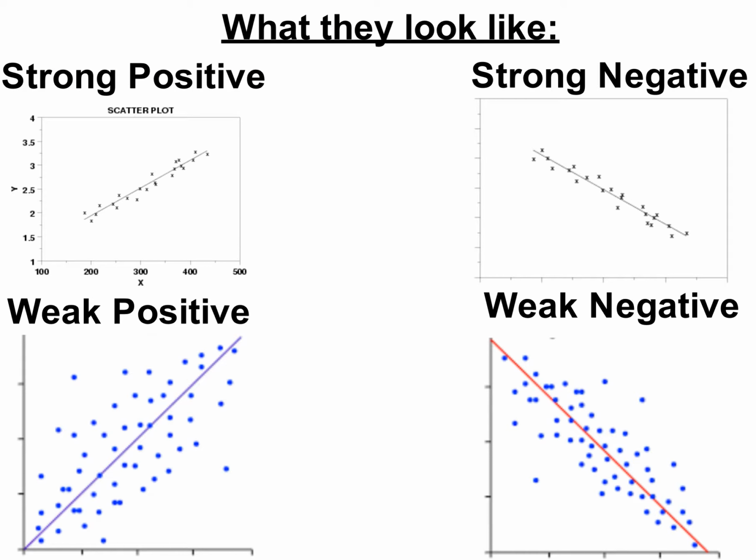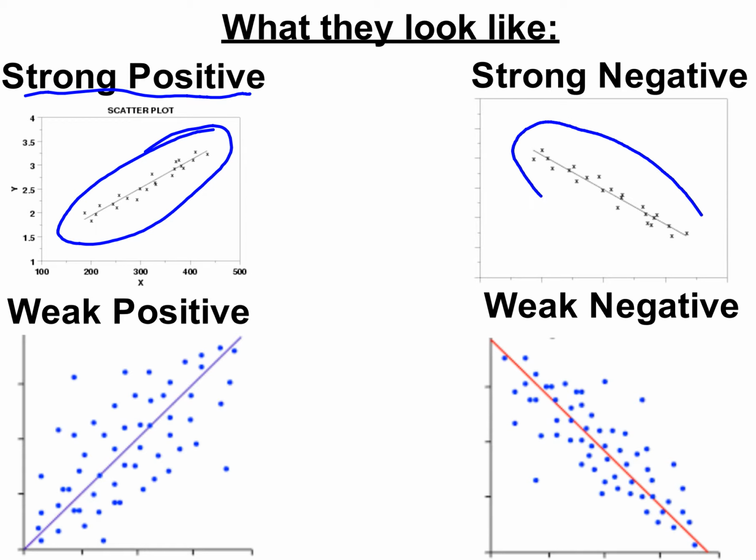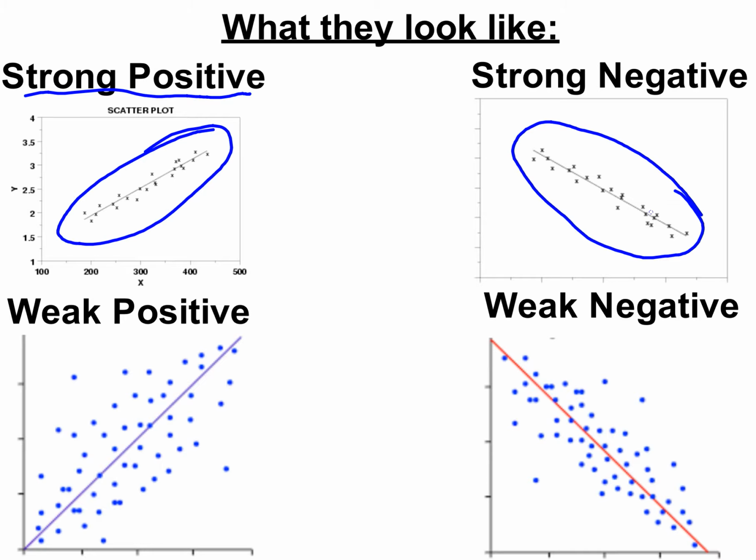So these are what they look like. A strong positive correlation. Here's the scatter plot. There's the trend line. Notice that the data is hovering around the trend line. That's a strong positive correlation. A strong negative correlation is drawn here. There's your trend line. Notice that the data values of the ordered pairs closely resemble or are closely hovering around that trend line.